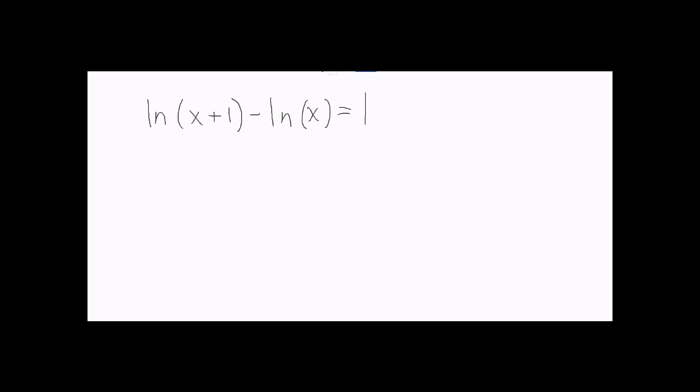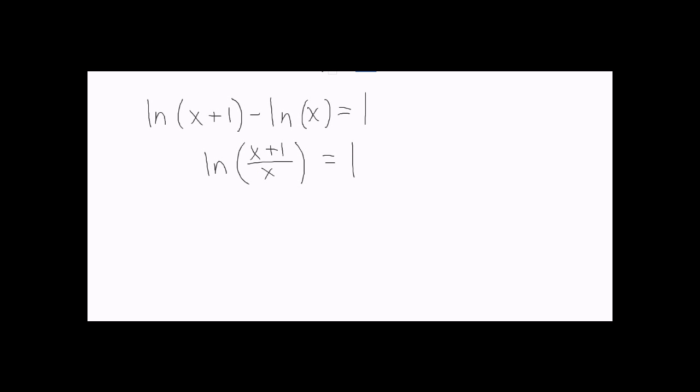Very similar situation. We've got two natural logs here. We have to combine them down into one and then rewrite exponentially. When there's a minus here, we can rewrite it as one natural log, and instead of multiplying, we're dividing. That's what happens when you subtract two natural logs. They become one log with a division inside. And that equals 1.